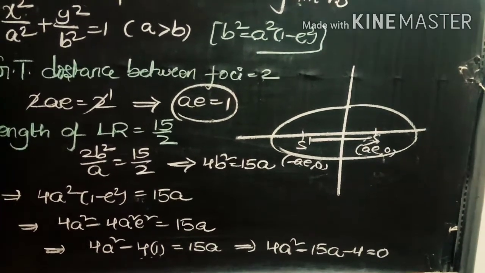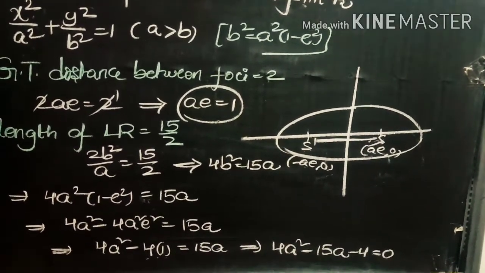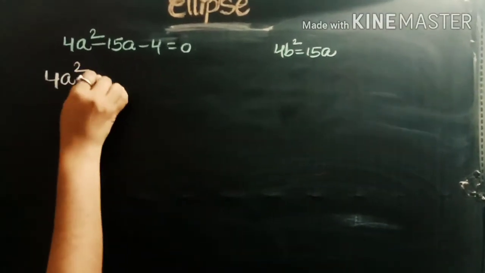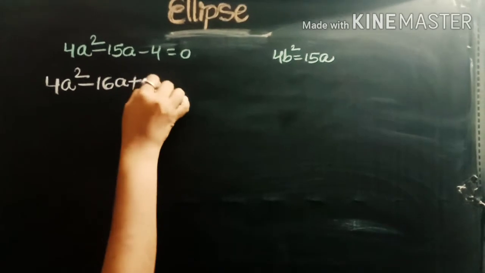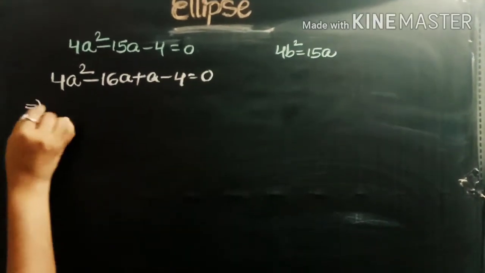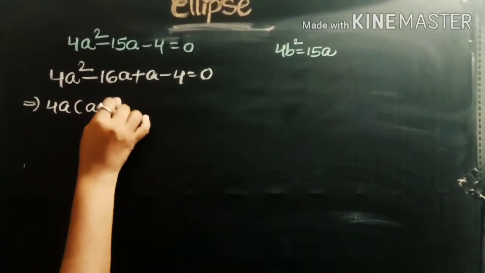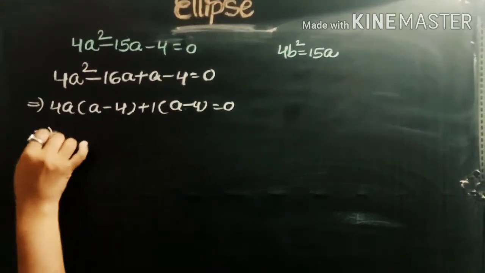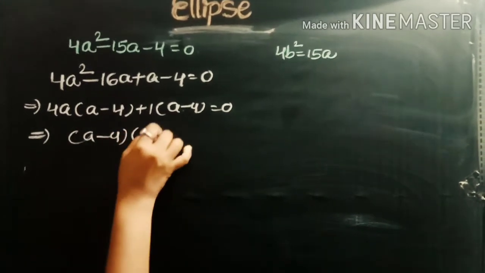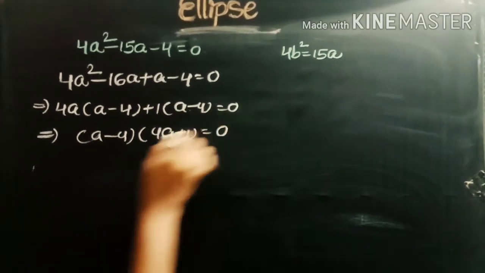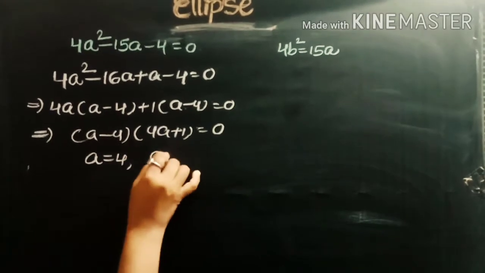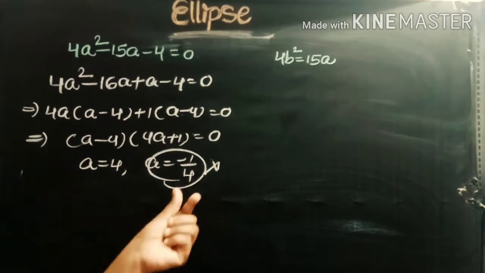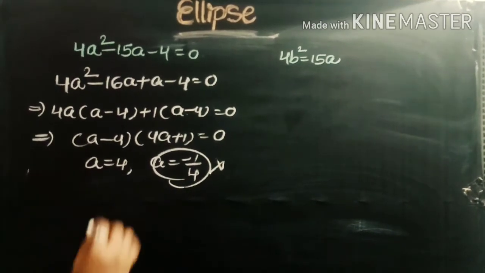By factorizing this equation, we can find the value of a. So the factors are 4a square minus 16a plus a minus 4 equals to 0, which implies taking 4a common, 4a into (a minus 4) plus 1 into (a minus 4) equals to 0. That is (a minus 4) into (4a plus 1) equals to 0, which implies the value of a is equal to 4 and the value of a is equal to minus 1 by 4. This is not taken since it is a negative number and a fraction. We take the value of a is equal to 4 only.